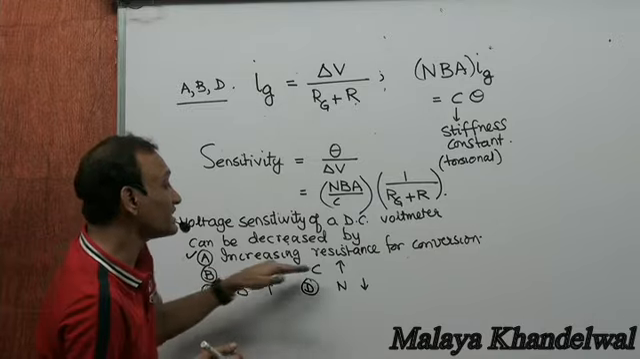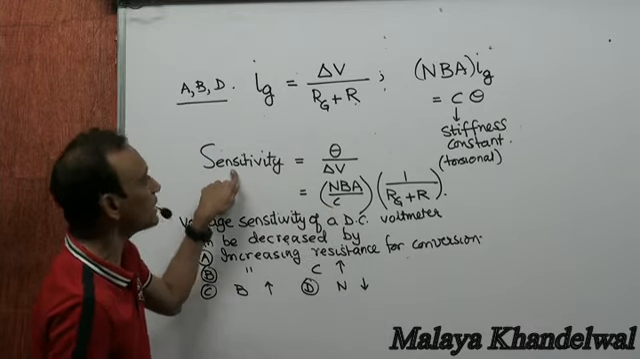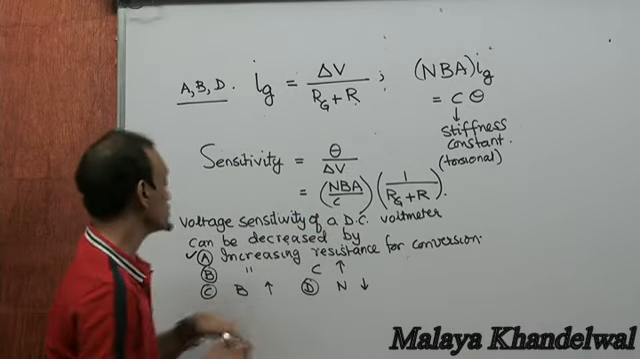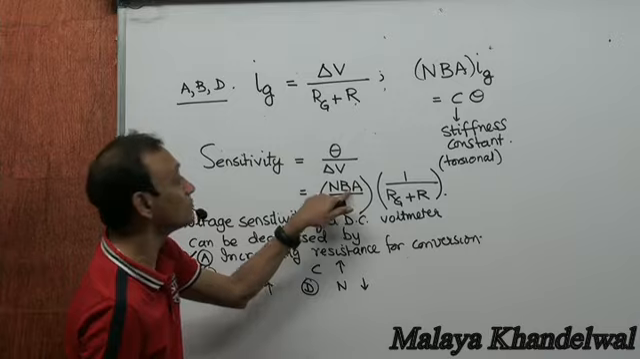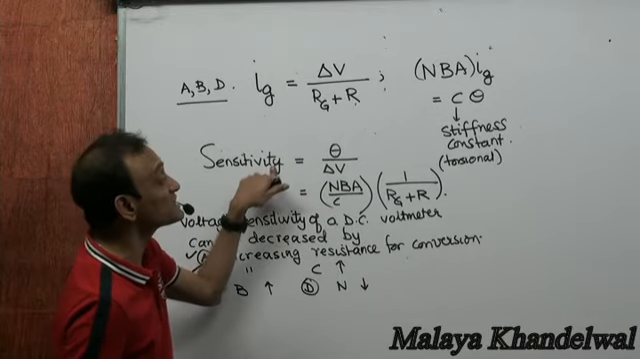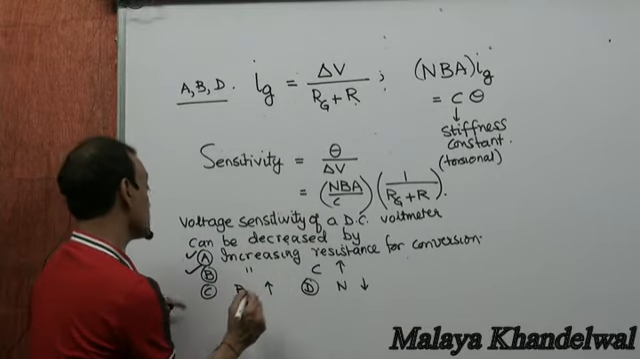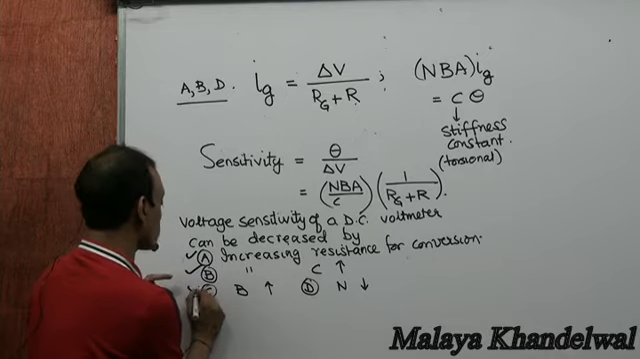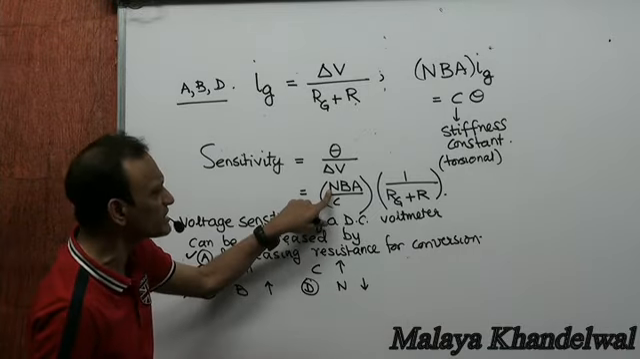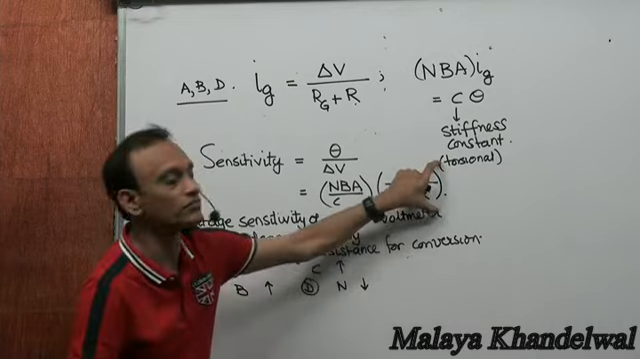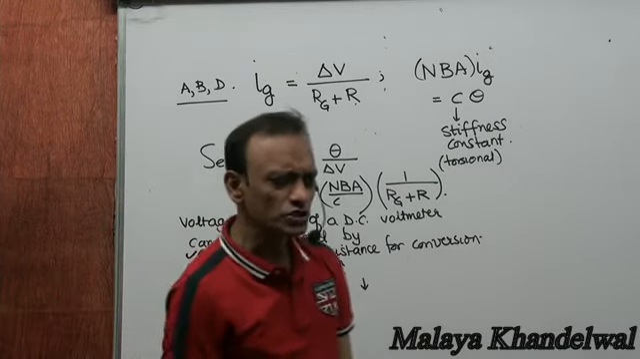B, increasing torsional constant C. Yes. If I increase C, again this sensitivity would decrease, so B is also right. C, if I increase B, then sensitivity would increase, so C is not right. And then option D, by decreasing N. Obviously, if I decrease N, this expression will decrease in value, and therefore option D is right. Direct formula, much ado about nothing.